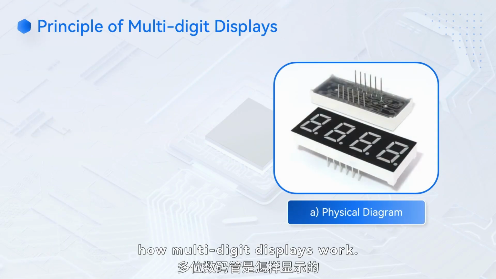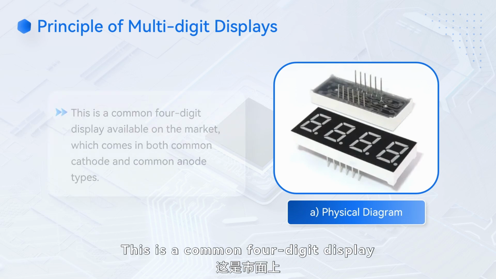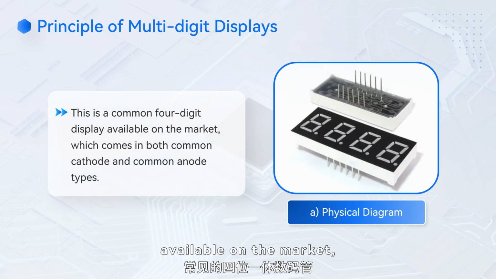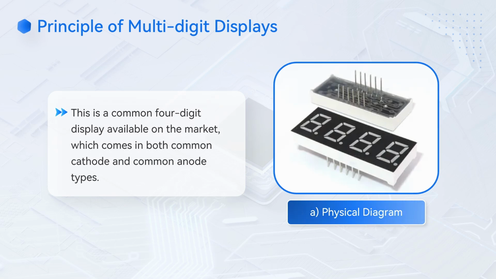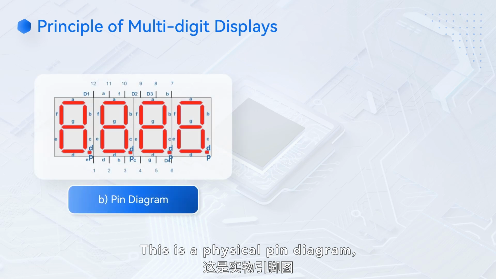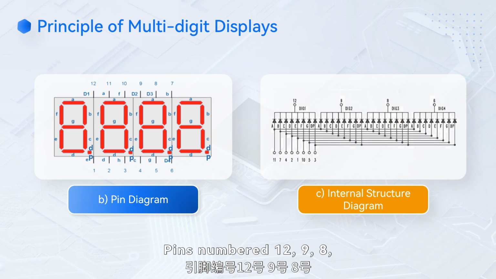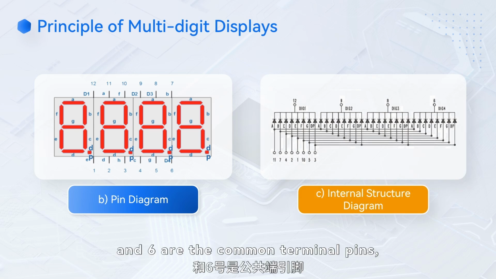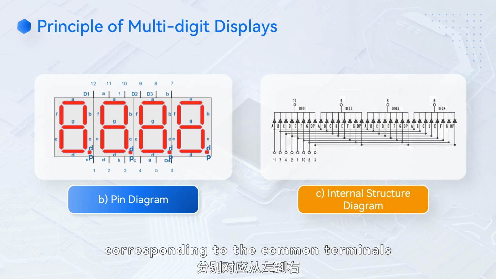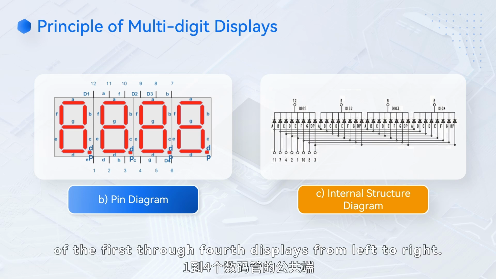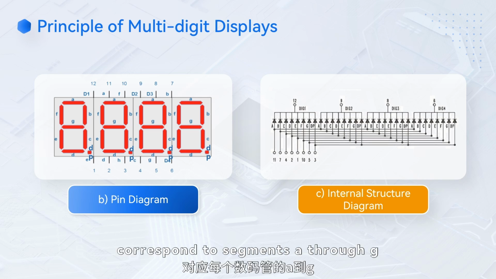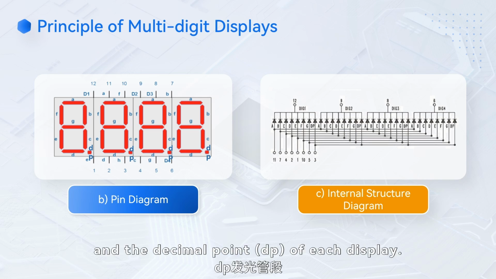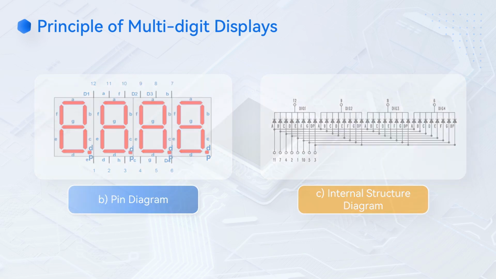First, let's see how multi-digit displays work. This is a common 4-digit display available on the market, which comes in both common cathode and common anode types. This is a physical pin diagram with a total of 12 pins. Pins numbered 12, 9, 8, and 6 are the common terminal pins, corresponding to the common terminals of the 1st through 4th displays from left to right. The other 8 pins correspond to segments A through G and the decimal point, DP, of each display.